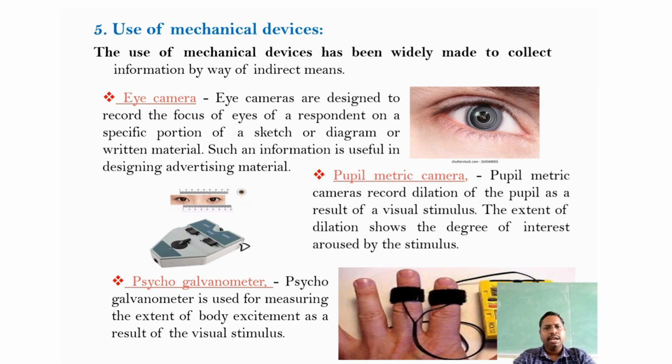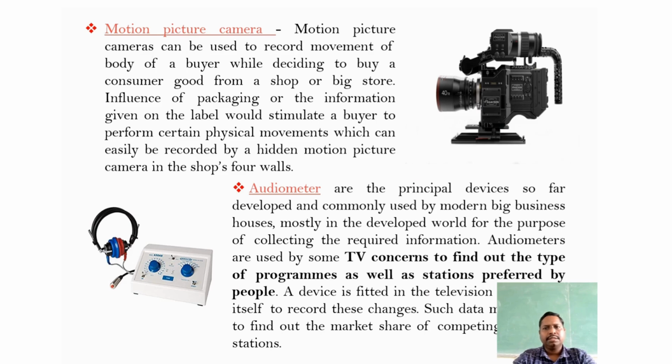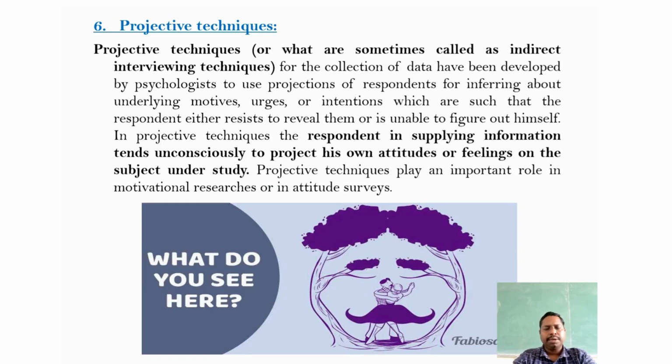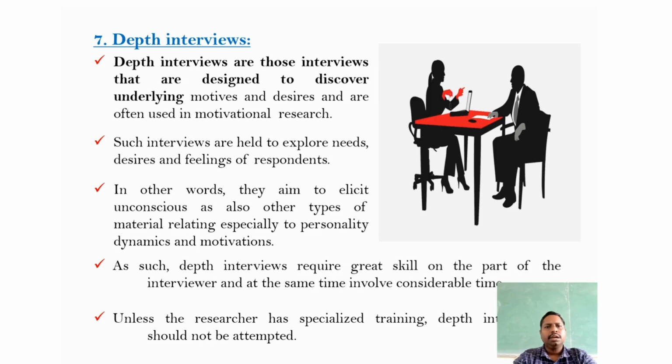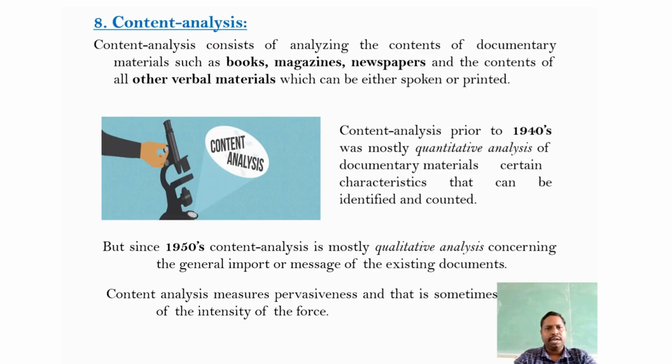Use of mechanical devices, even eye cameras, pupil-metric cameras, psychogalvanometers. Likewise, biometrics or even face detecting machines, also motion picture cameras, audiometers, or other tools where we can get primary data that can be used for better responses. And even we can see depth interviews. The researcher can drill down the topic or a question for better insights into that response. The researchers can undertake a depth interview also. So content analysis can also be done.